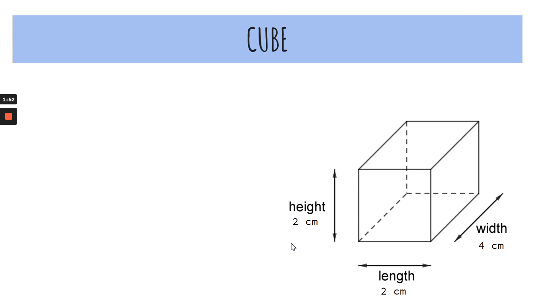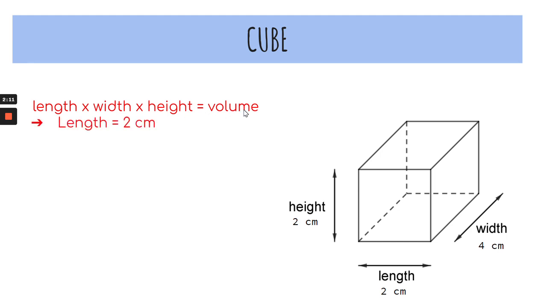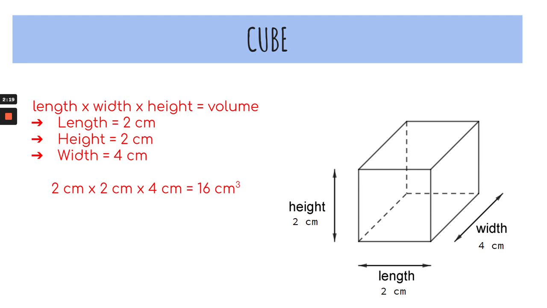So let's look at an example. If we look, the length is 2 centimeters, the height is 2 centimeters, and the width is 4 centimeters. So step by step, here's that formula again. Length times width times height equals volume. So length is 2 centimeters, height is 2 centimeters, and the width is 4 centimeters. So if we multiply those, we get 16 centimeters cubed. All right, we do centimeters cubed because we multiplied 3 things that have centimeters.